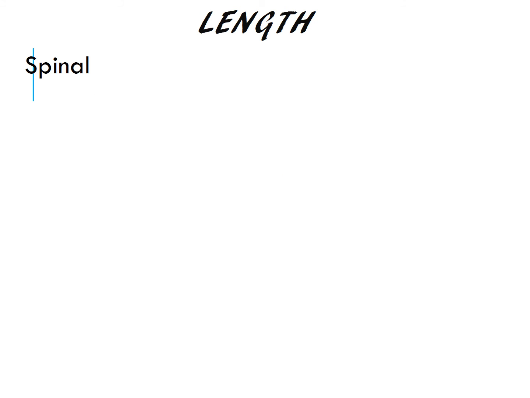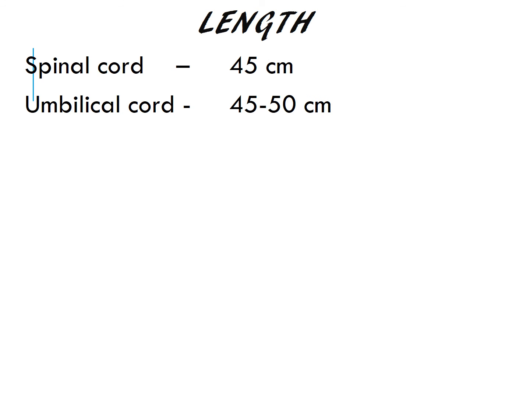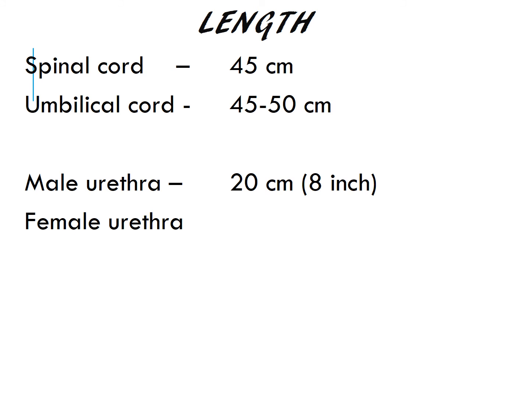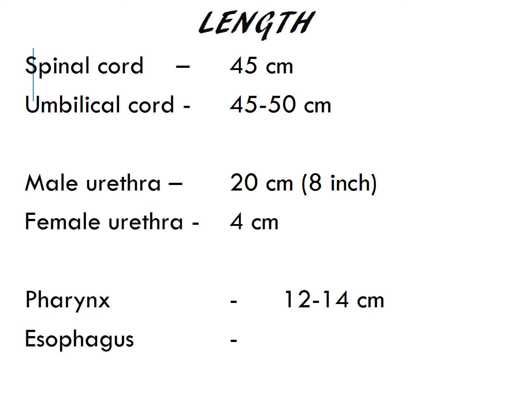Let us go for the length of some of the body organs. Spinal cord 45 centimeter, umbilical cord 45 to 50 centimeter. Male urethra 20 centimeter, female urethra 4 centimeter. Pharynx 12 to 14 centimeter, esophagus 25 centimeter.